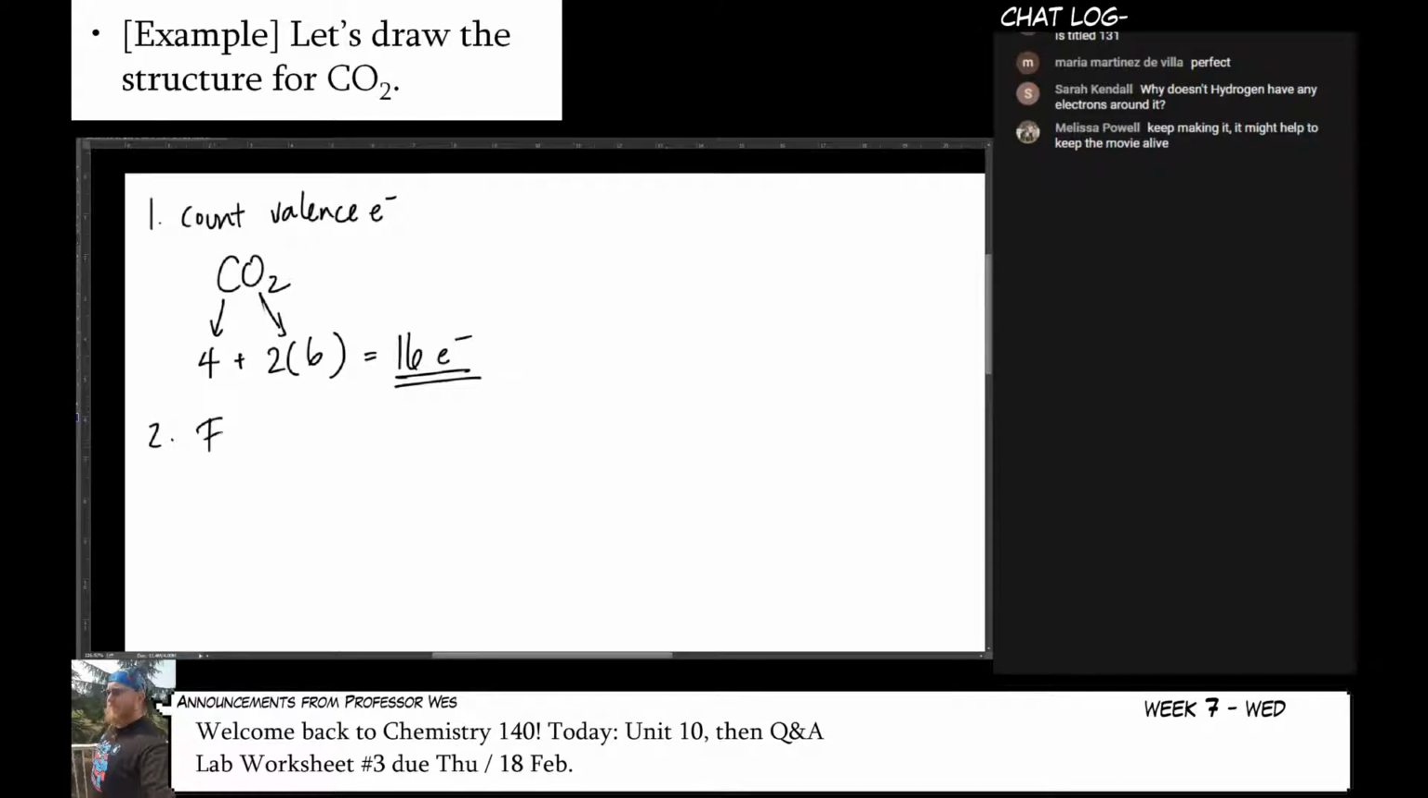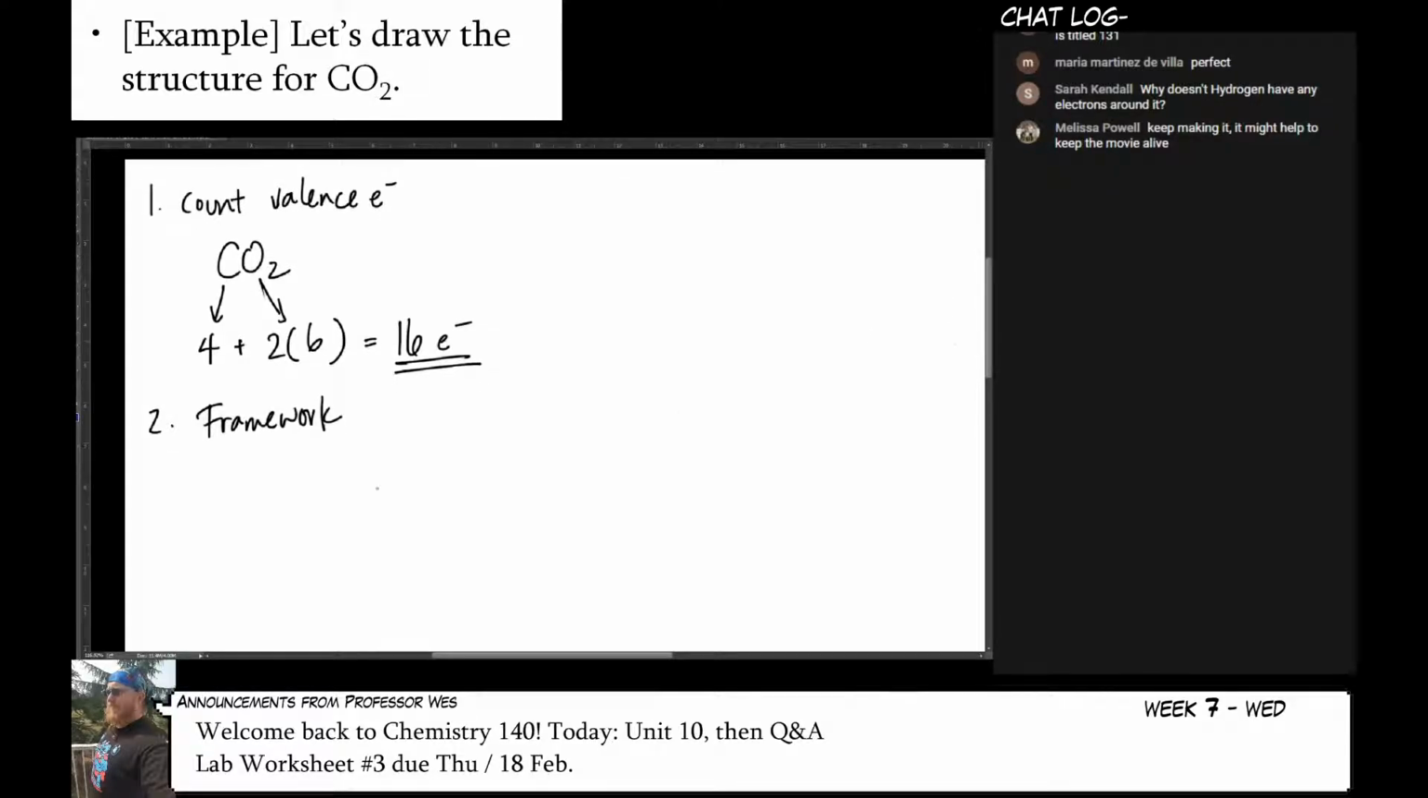All right, step 2 is to draw our framework. You think of this as like a skeleton for our molecule. So what atom should go in the center? It should be the atom that's listed first. So I'm going to put C in the middle and O's on the outsides. And this isn't a framework because I haven't connected them together. So I'm going to connect these together. So here's my first bond and here's my second bond. Each bond is 2 electrons, so I have to deduct 2 electrons per bond from my total.